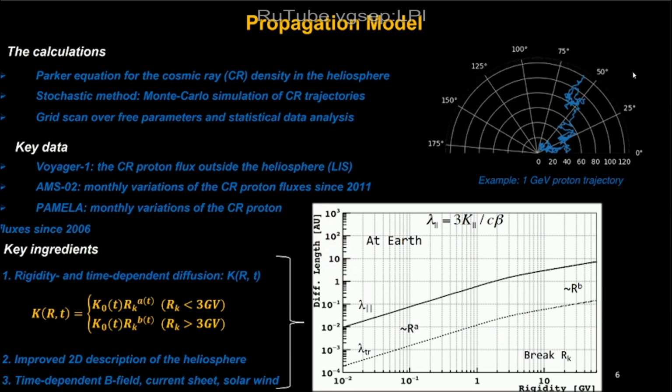The key ingredients and key parameters in this study are rigidity and the diffusion coefficient, which is a function of time and rigidity. We see in this figure how it depends on the rigidity, with different behavior below and above 3 GeV, and for each regime it is a power law, K0 times rigidity to the power A and B. So these three parameters, which are time dependent, K0 and the indices A and B, as well as the parameters describing the heliosphere, like the heliospheric magnetic field, the solar winds, and so on, make the parameters for our model.